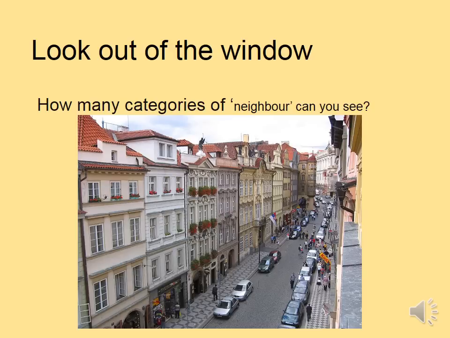So this neighbour principle, what I'd like you to do is have a look out of the window. Now, this can't be any old window. Ideally, you need to be able to see people and cars and houses out of it. If you live in the middle of the countryside, it's probably not going to work. And I want you to think about how many categories of neighbour you can see. If you don't have a suitable window, I've included a picture of Prague in the Czech Republic. So have a think about neighbours that you can see.